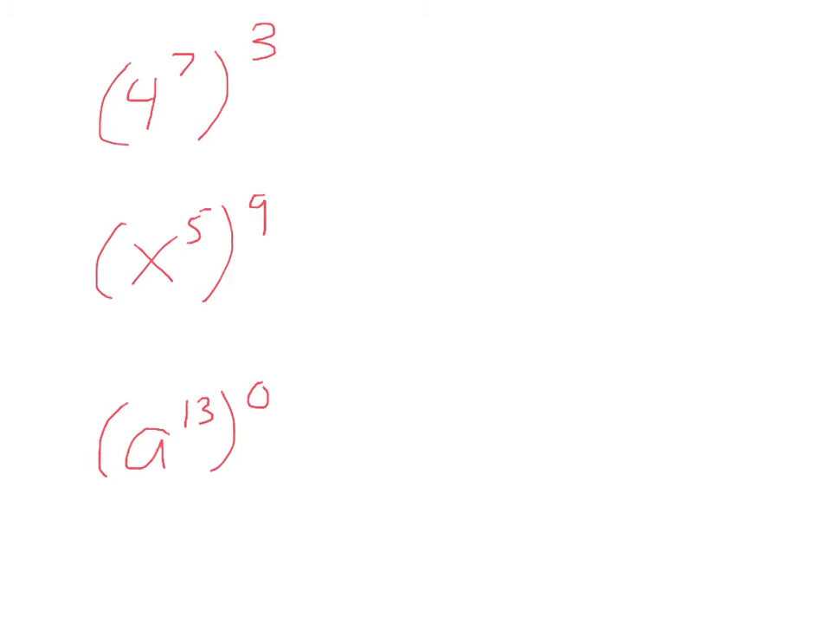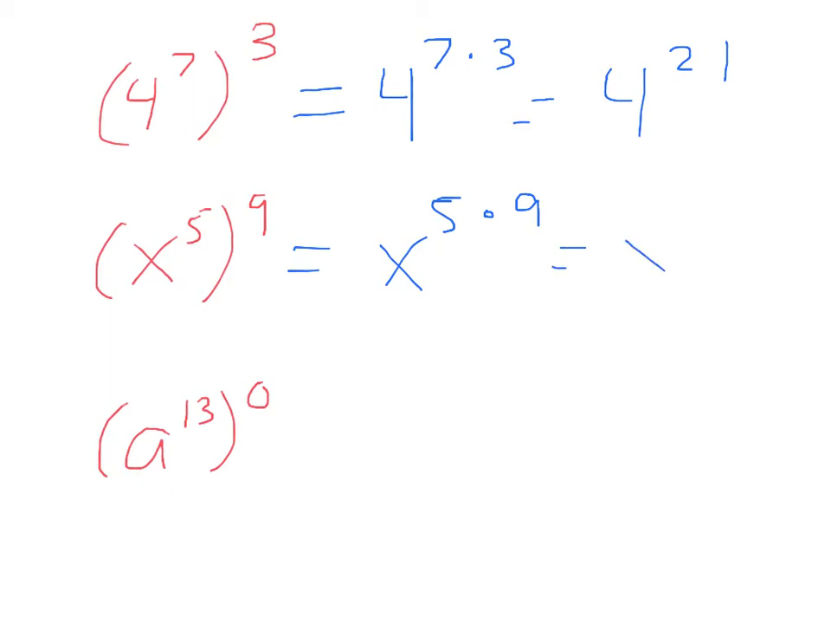Okay, let's see what you got. Let's see if you got it right. 4 to the 7th to the third power. Well, if you did it right, you did 4 to the 7 times 3, which is 4 to the 21st power. This one, we have x to the 5th times 9, which will give me x to the 45th.